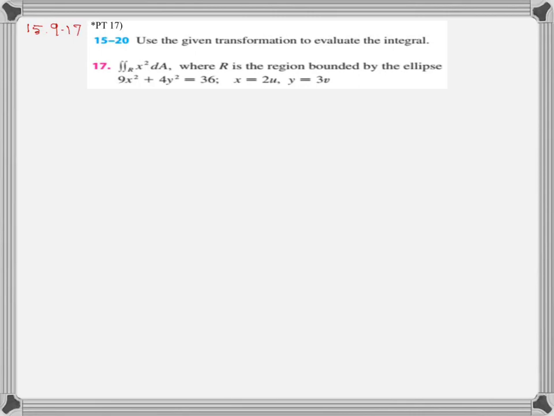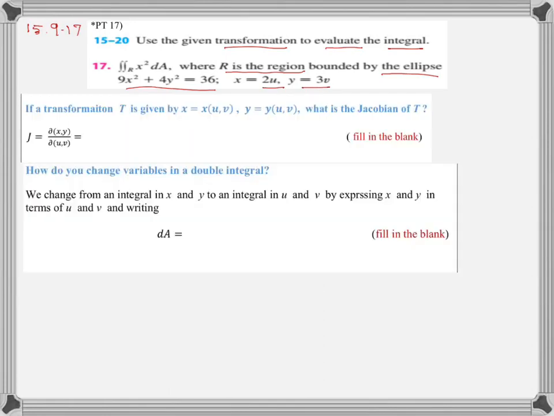So first, we have to use the transformation to evaluate the integral. In order to apply the transformation technique, we have to understand what we mean by the Jacobian of the transformation. And we will also see how it could be applied in a double integral before we actually do the problem. So the transformation must be used. The given transformation is x equals 2u and y equals 3v. And the given region is bounded by the planar ellipse 9x squared plus 4y squared equals 36.